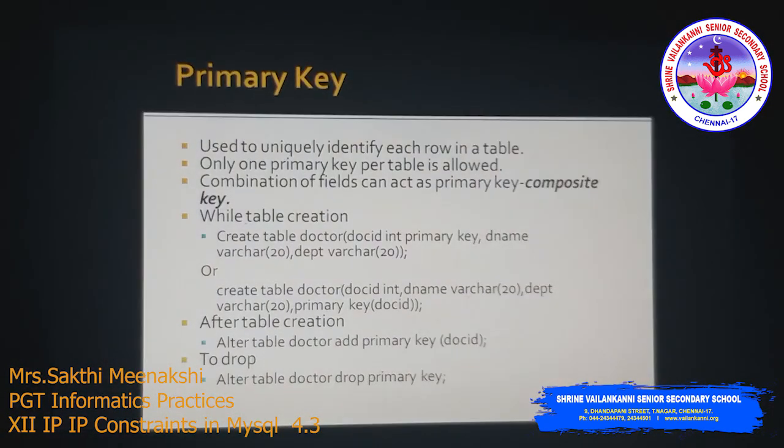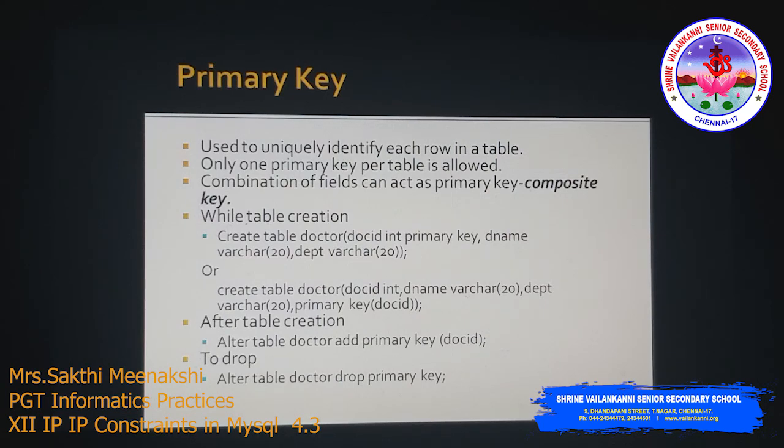Primary key, we have already learned this, right? You know the term primary key. It is used to uniquely identify each row in a table. This is the unique identification for the entire record. If you set any column as a primary key column, then the values in that column should be unique. No duplicate values allowed and no null values allowed. So this constraint ensures no null and no duplicate entries.